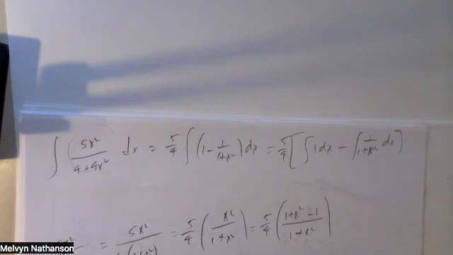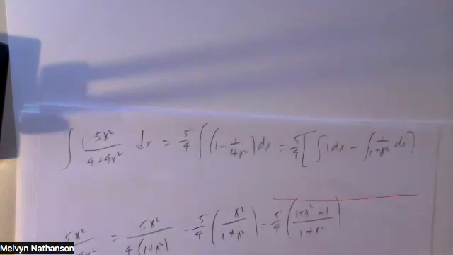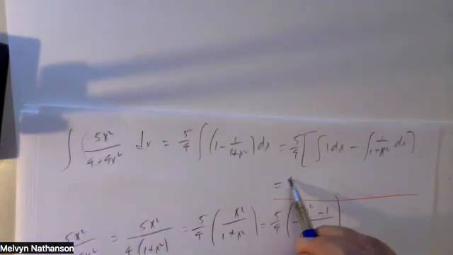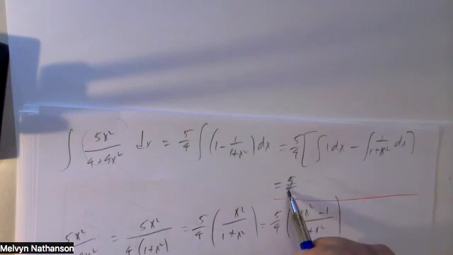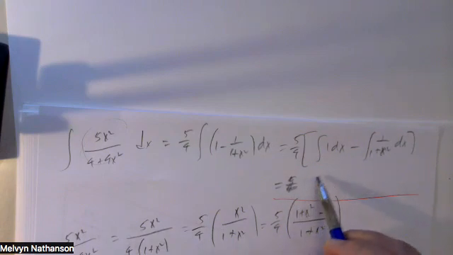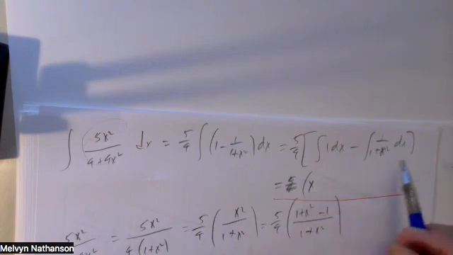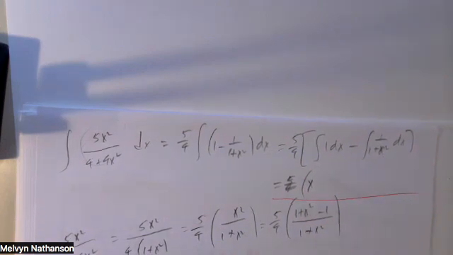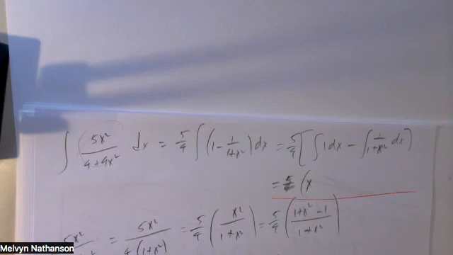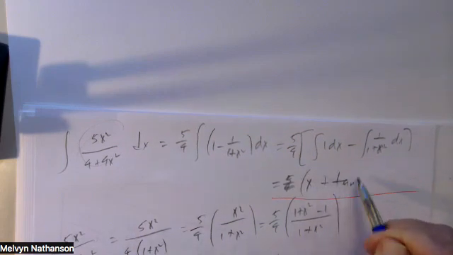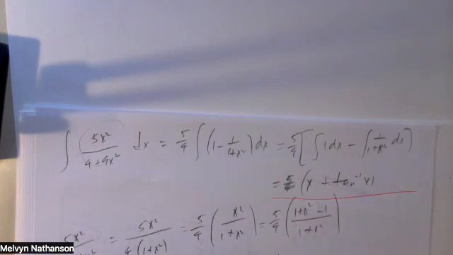What is that? Well, 5/4. The integral of 1 is x. And if I can remember that the derivative of the inverse tangent of x is 1 over 1 plus x squared, the antiderivative of 1 over 1 plus x squared is the inverse tangent of x plus a constant.